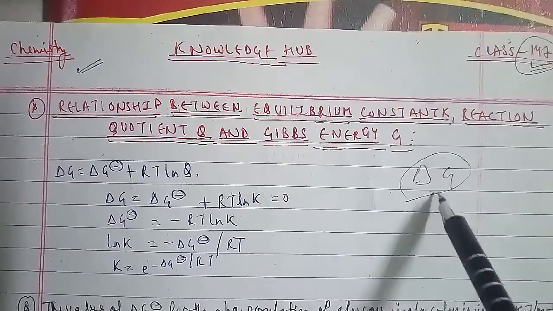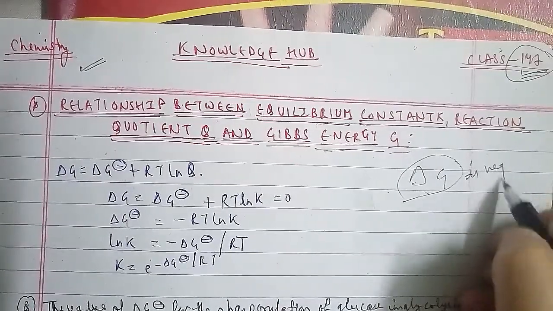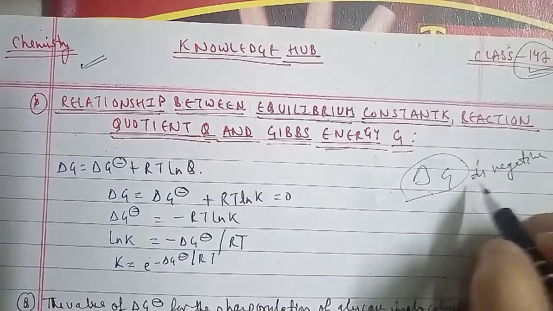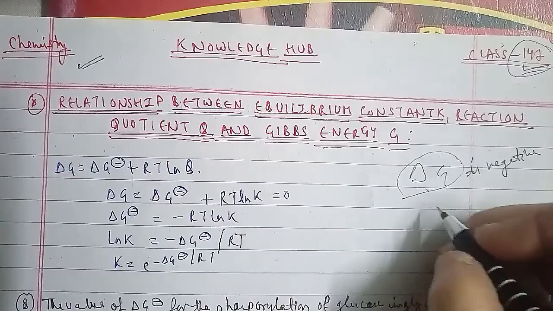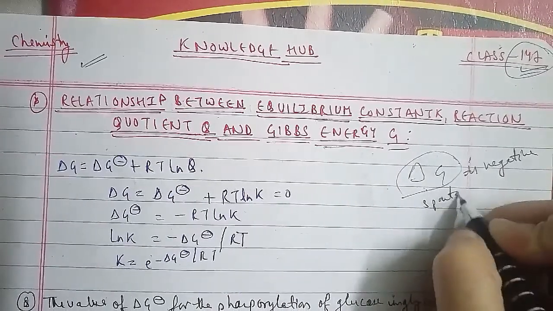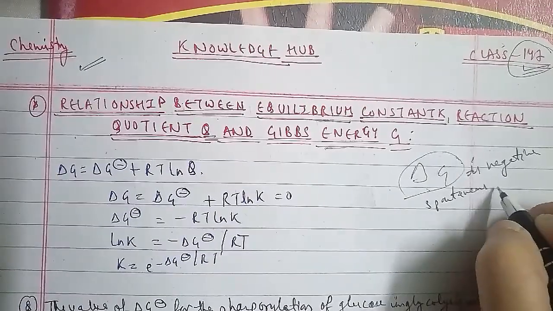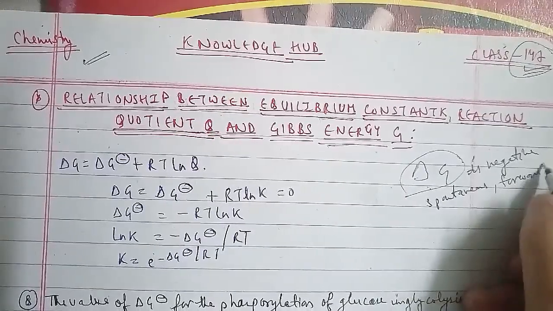If delta G is negative, then the reaction is spontaneous and proceeds in the forward direction. So it will be spontaneous, and that will move toward the forward reaction here if it is negative.